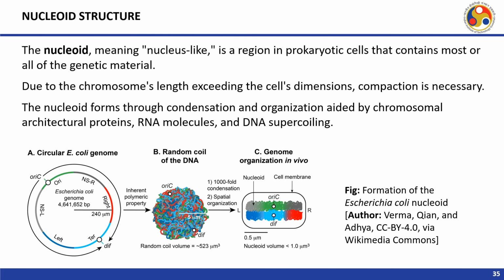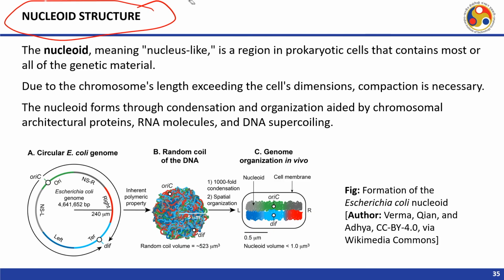Another important structure of the bacterial cell is the nucleoid. The nucleoid means nucleus-like. It is not a true nucleus. This is a region in prokaryotic cells that contains most or all of the genetic material of a bacterial cell. Due to the chromosome's length exceeding the cell's dimensions, compaction is necessary. The nucleoid forms through condensation and organization aided by chromosomal architectural proteins, RNA molecules, and DNA supercoiling.